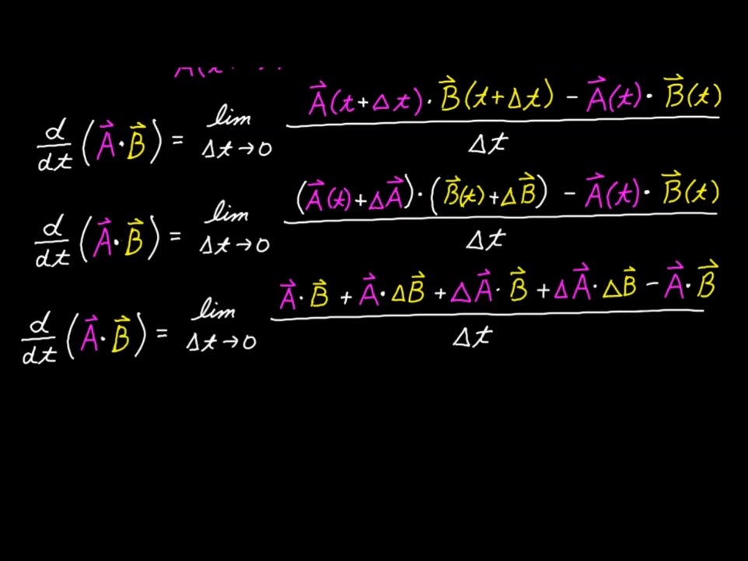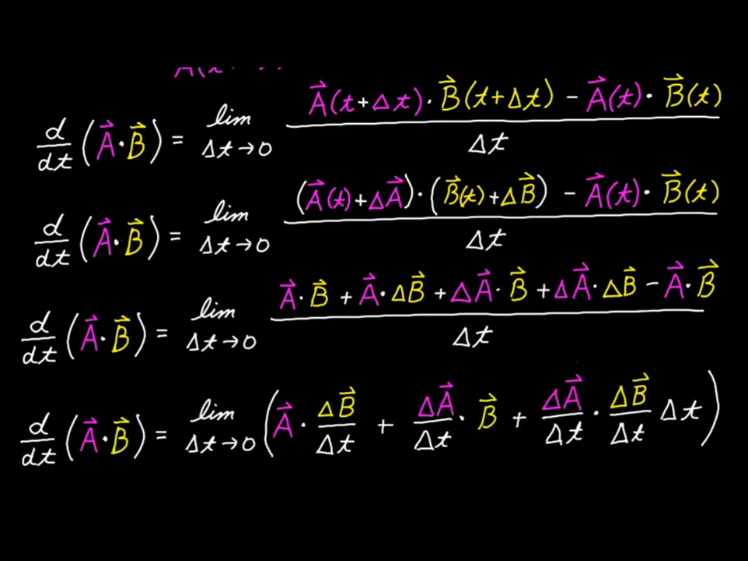Here we have distributed A to B to get this term, A to delta B to get this one, delta A to this one to get this term, delta A to this one to get this term, and of course we have this term left over. Now you'll see immediately, of course, that this term cancels this one out, and we're left with just three expressions, 1, 2, 3 in the numerator. Well, now I'm going to use the delta t in the denominator to create three separate terms that look this way.